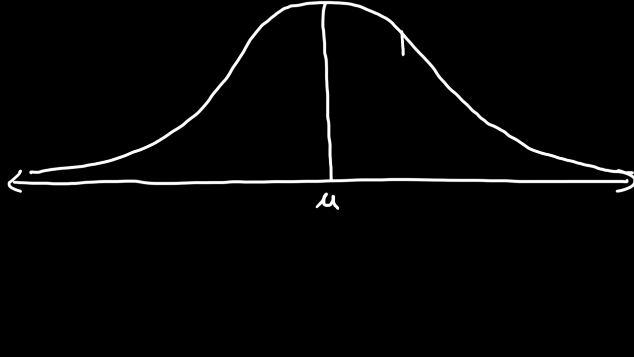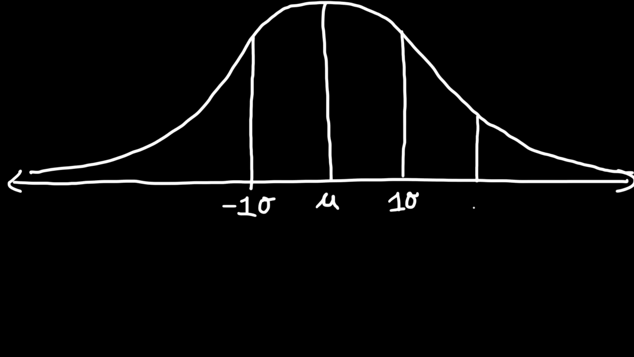And to the right of that, one standard deviation away, we have the Greek letter sigma, and this is one standard deviation to the left of the mean, and then this is two standard deviations away, and then three on both sides. All the way to the right we have infinity, and all the way to the left negative infinity. Now the area under the curve represents the probability of an event happening between two points.